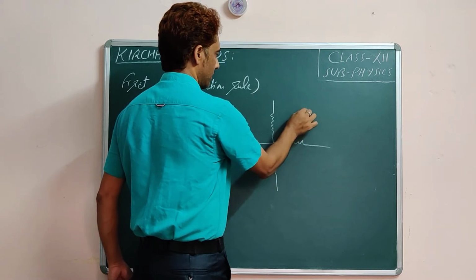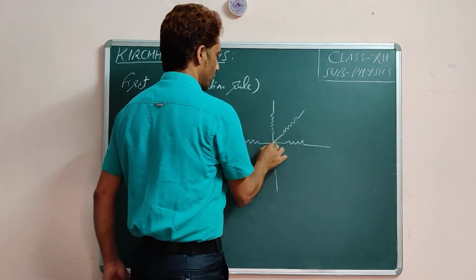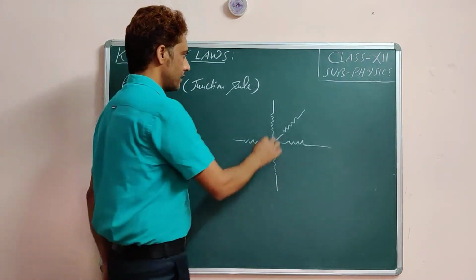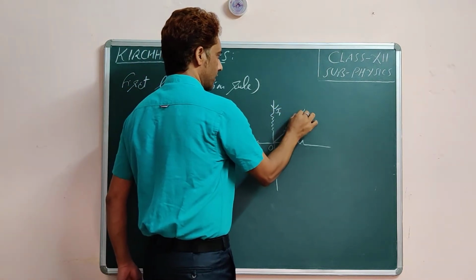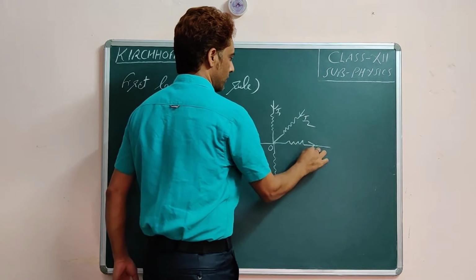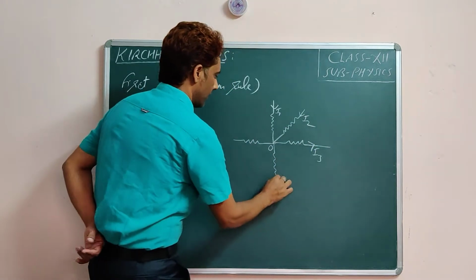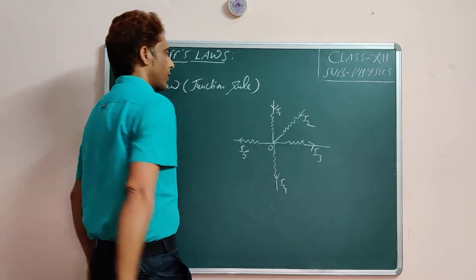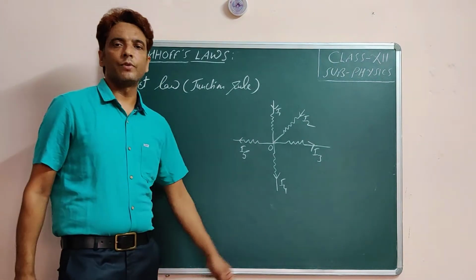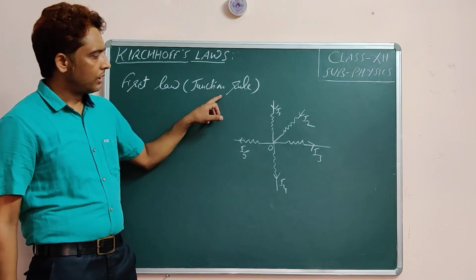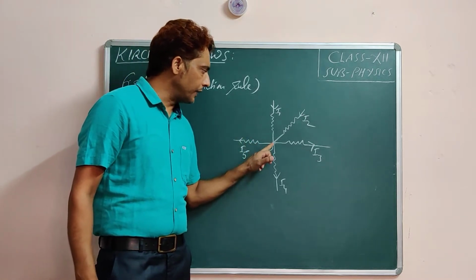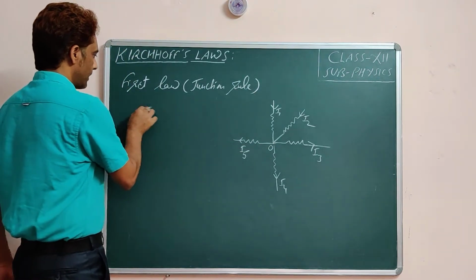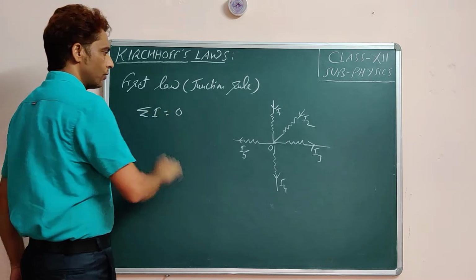Let this O be a junction in a certain electric network, and this current is I1, this is I2, I3, I4 and I5. Now according to this Kirchhoff's first law, or junction rule, the sum of the electric currents meeting at this junction is 0. Means you can write it as summation I is equal to 0.